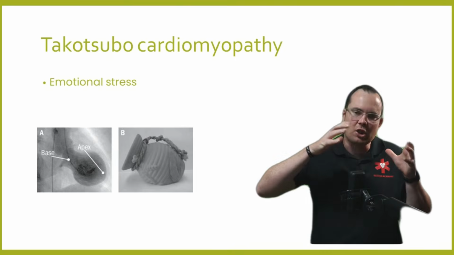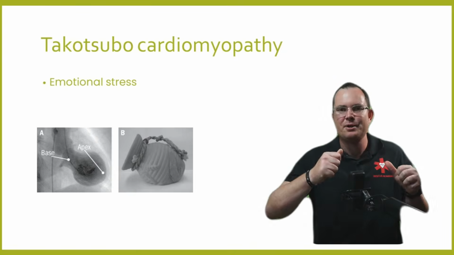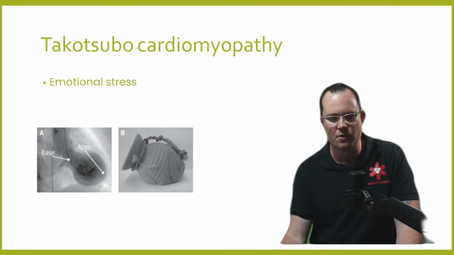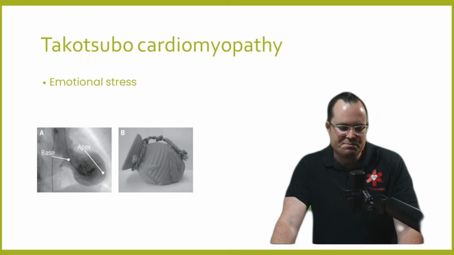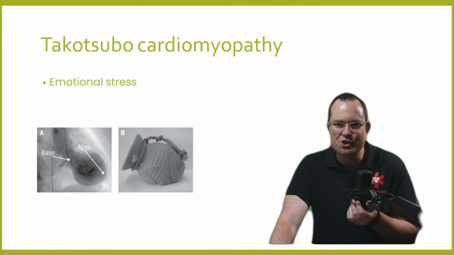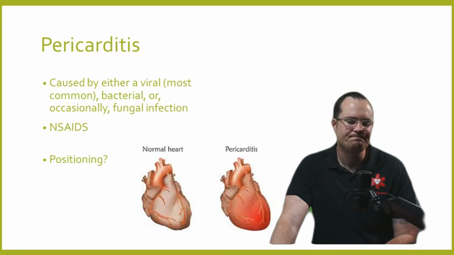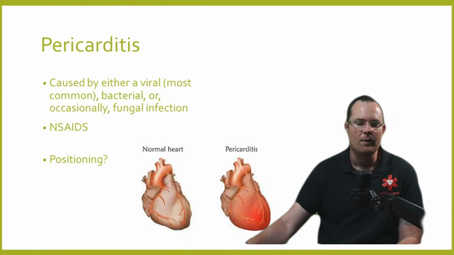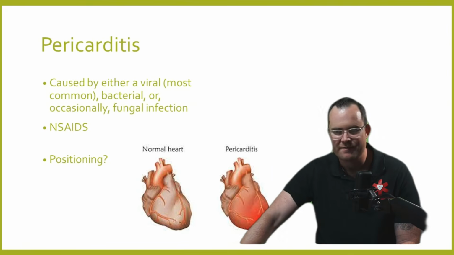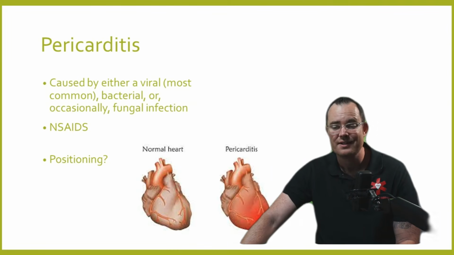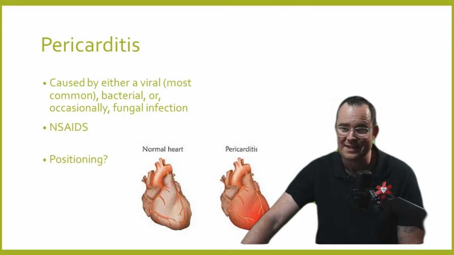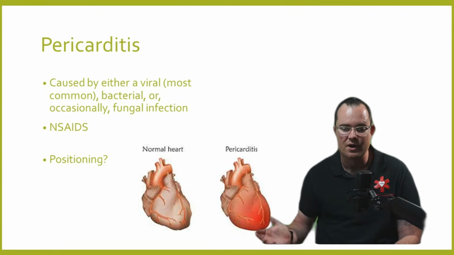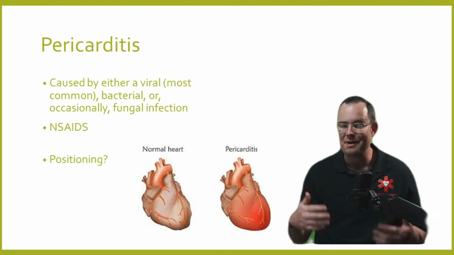I'm guessing just because of the enlargement of that chamber, it puts pressure on the outer walls of the heart, limiting the amount of blood that's getting into the coronary vessels. And these patients die of a heart attack just from emotional stress. Takotsubo. Pericarditis. Viral, which is most common. Bacterial or fungal infections that literally will cause a dysrhythmia in your heart and chest pain.